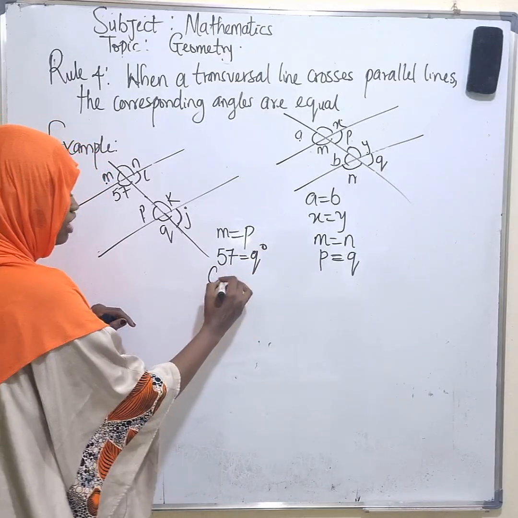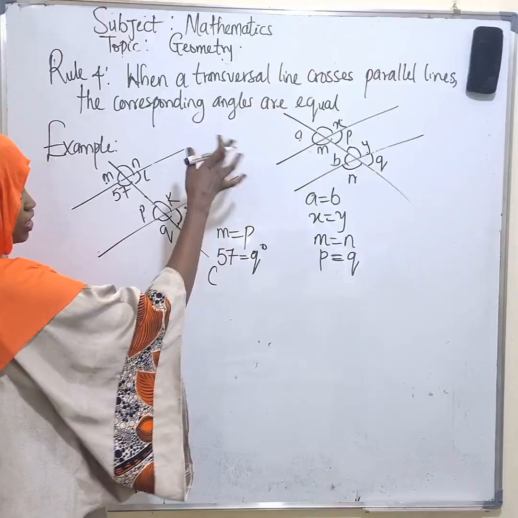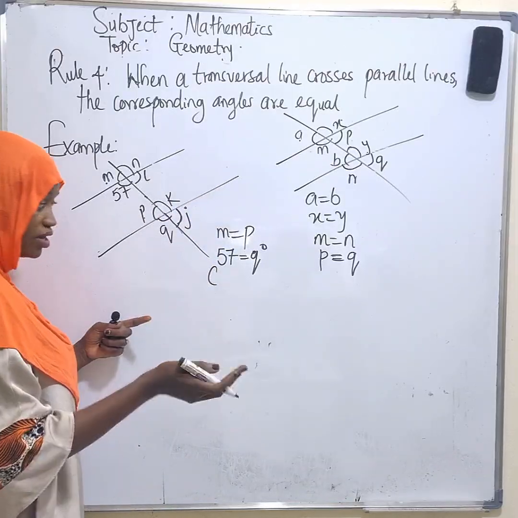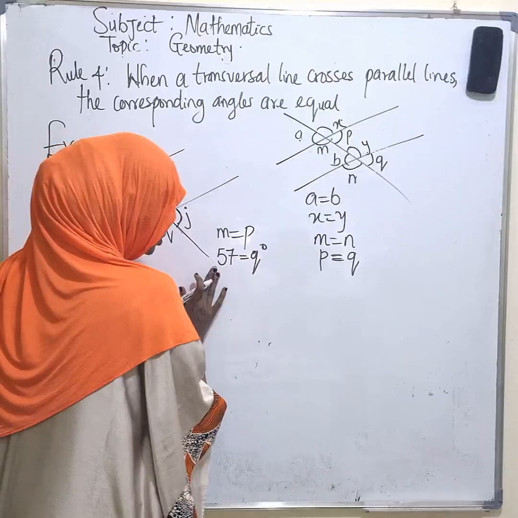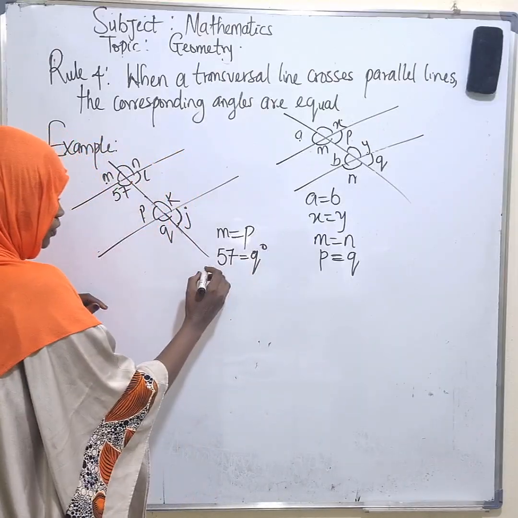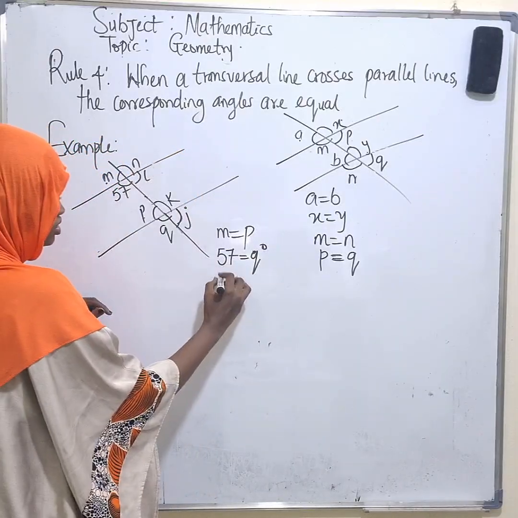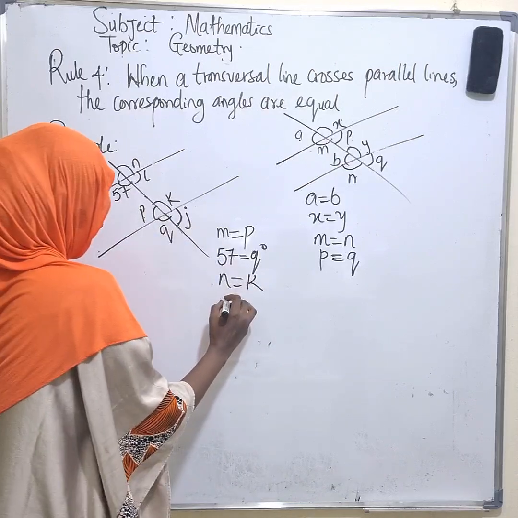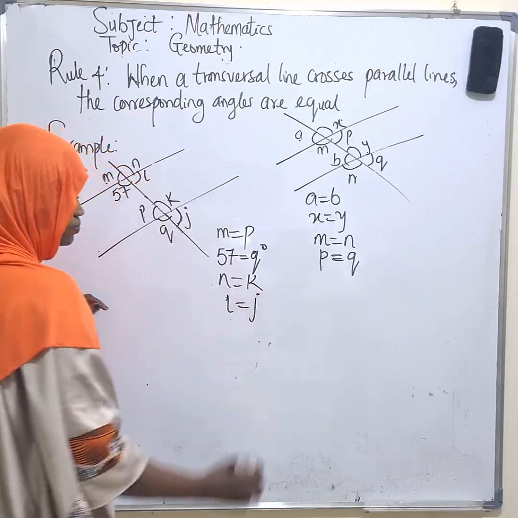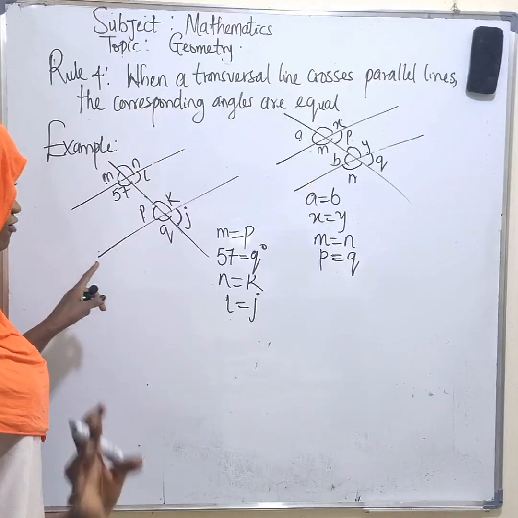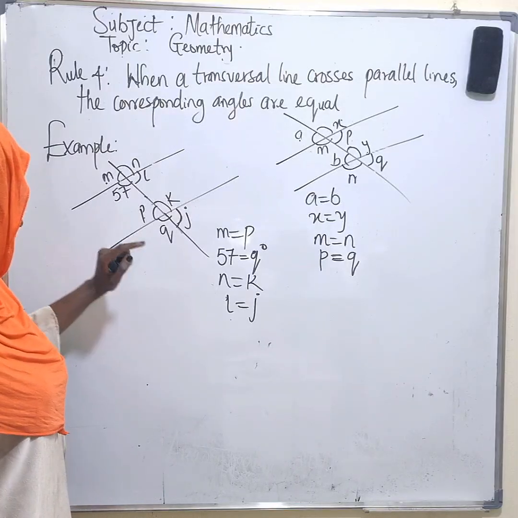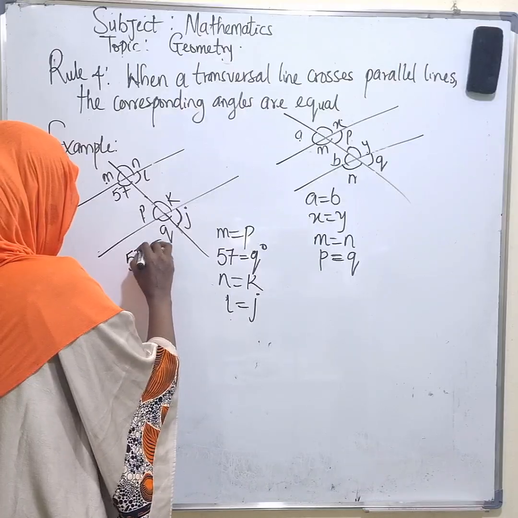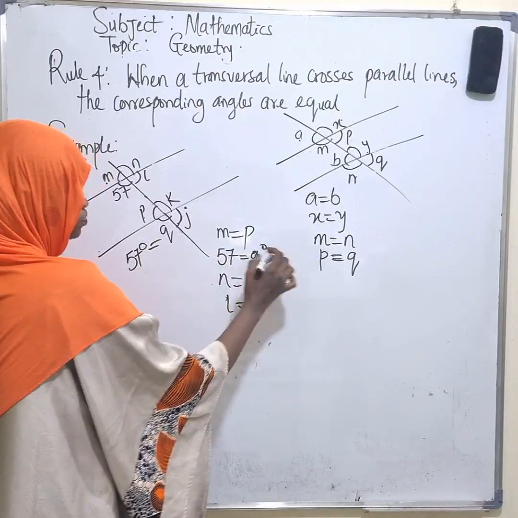Why? Because the transversal angles of a transversal line are parallel, right? So we've gotten this. So we said the reason. Don't forget. Okay. So N is equal to K, and then L is equal to J. We've already gotten one of the unknown values, which is Q. So Q here is equal to 57 degrees. So we are done with Q.